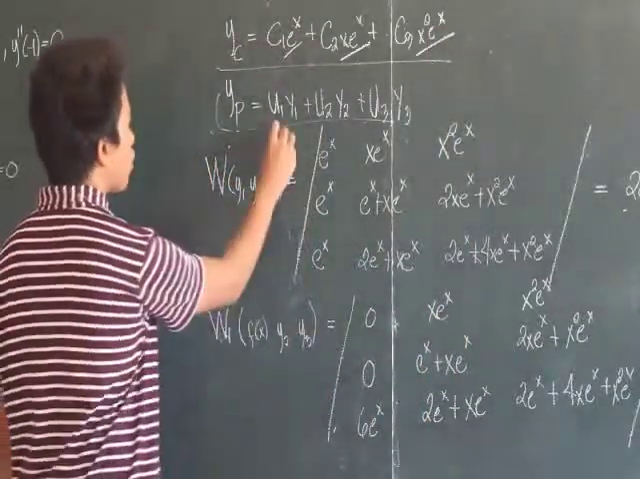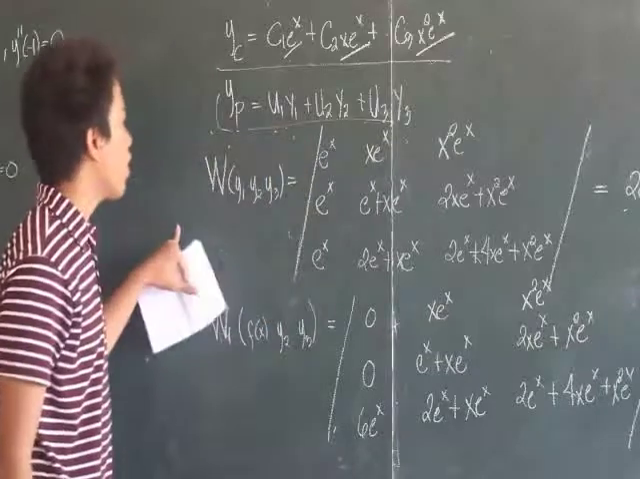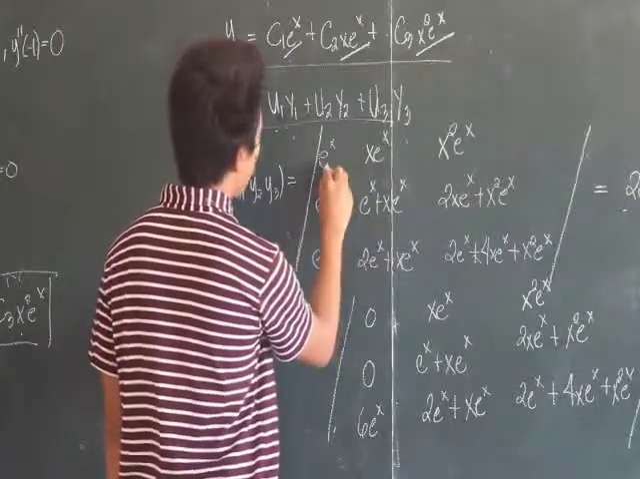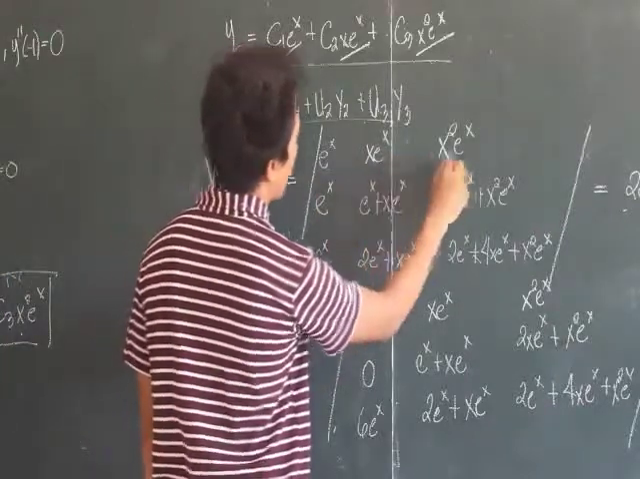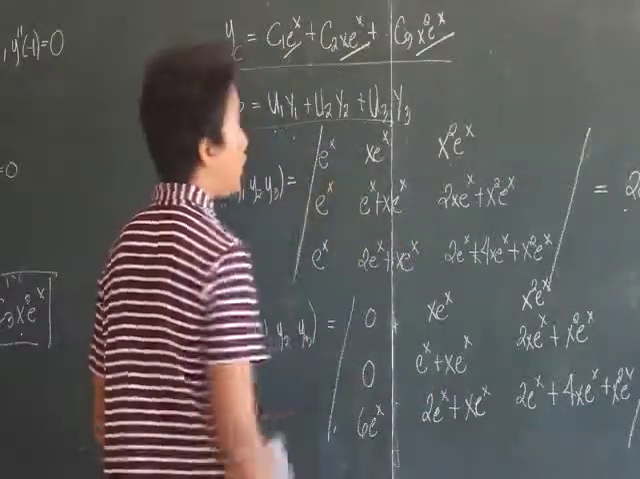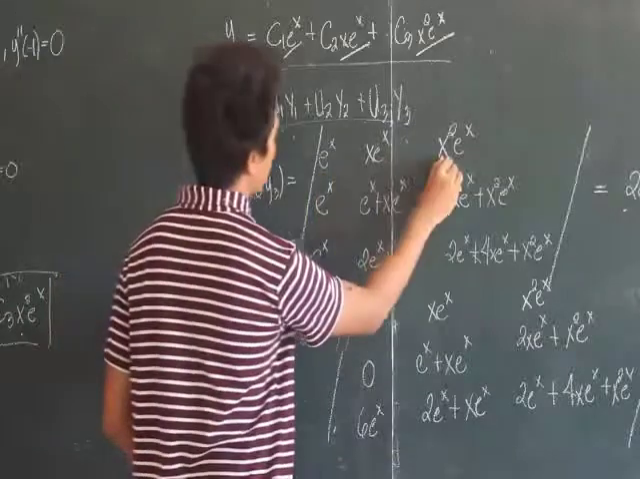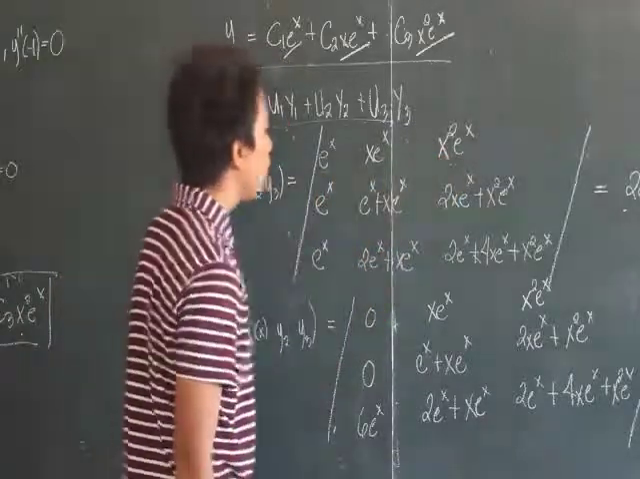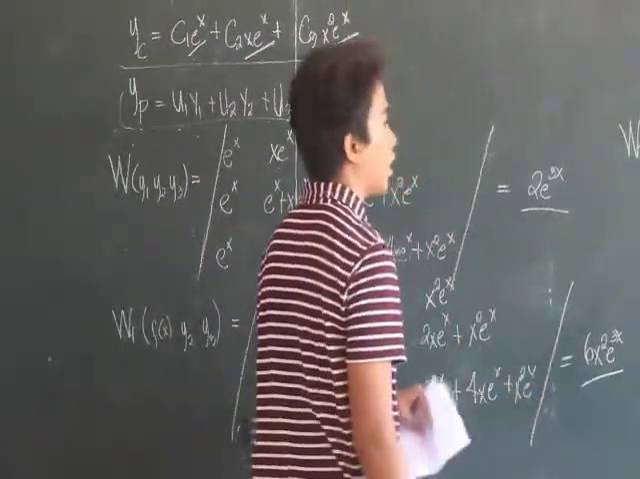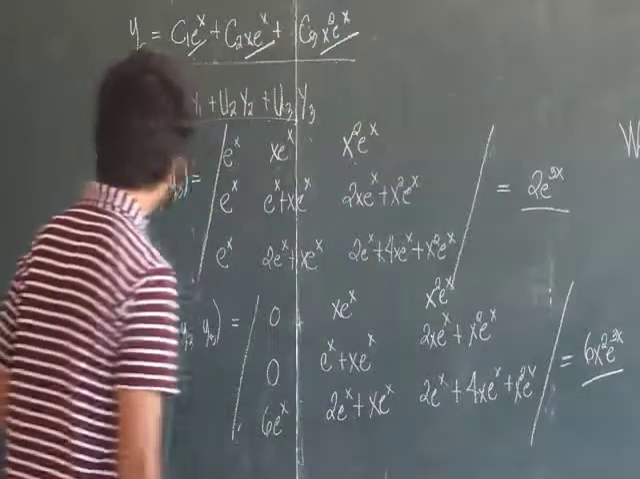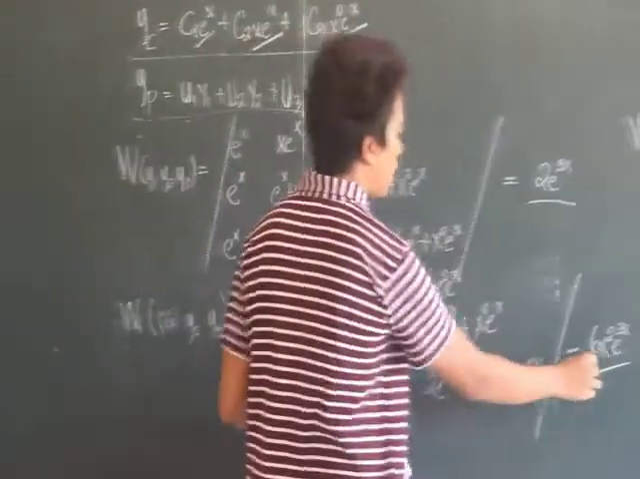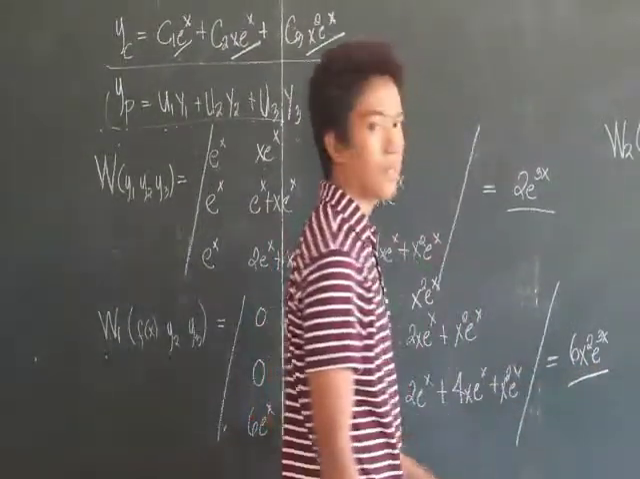To solve for the values of u, we will use the Wronskian. So we have W of e to the x, x e to the x, and x squared e to the x. We will get up to the second derivative of these three terms and use the determinant method to get W, which is equal to 2e to the 3x. So now, solving for W1, the same as W, we will get 6x squared e to the 3x.